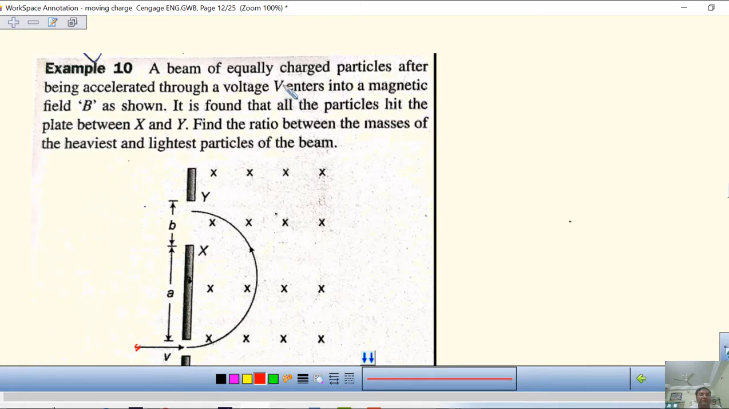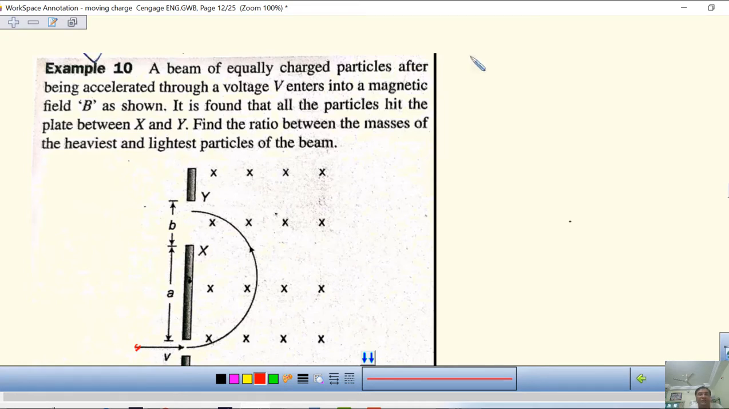So naturally, if equally charged, but maybe mass different, so velocity different, kinetic energy will be same for all. It's found all the particles hit the plate between x, y. Find the ratio between the masses of the heaviest and lightest particle.